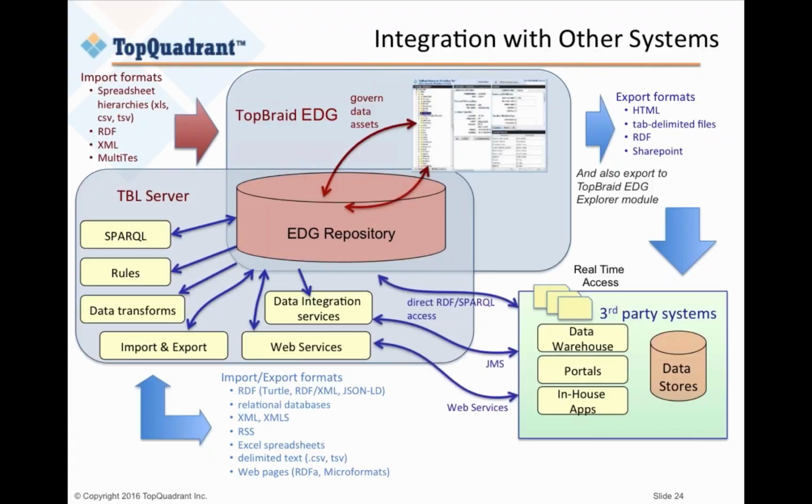and you can see that integration can take place between your data warehouses, search portals, other in-house applications quite directly through RESTful API or through JMS, and it can be done both in batch mode with imports and exports in a variety of different formats, and it can be done, as I mentioned, in real-time web services mode where you can push or pull information from other applications into TopBraid Edge or vice versa.